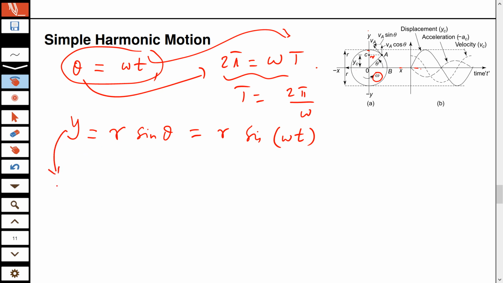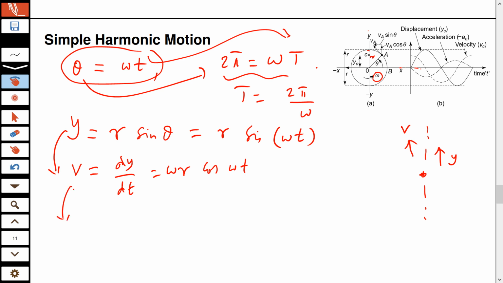Now here from this we can definitely go for velocity. So the velocity. Now I'm focusing only on one line, vertical line. Okay, this is the center, and this is the displacement from the center, and I'm now defining velocity. So velocity will simply be dy over dt. So it's r times cosine of omega t, omega. It's just like I did in the previous discussion.